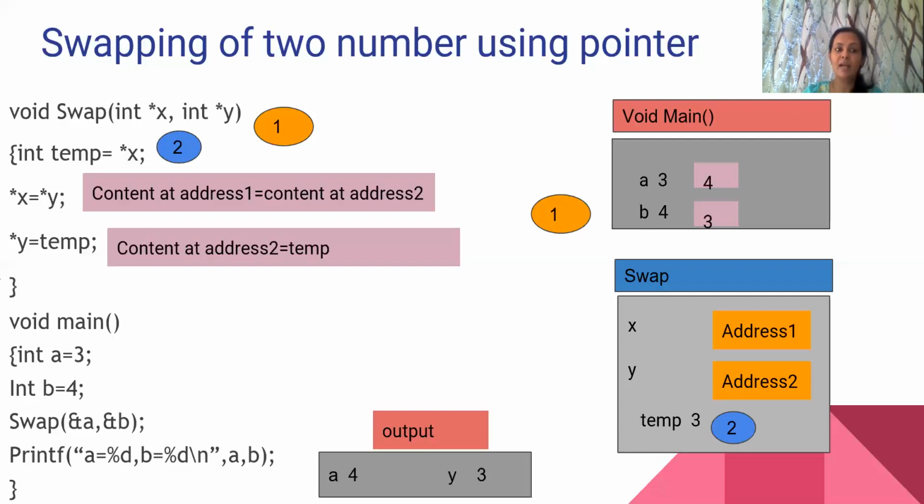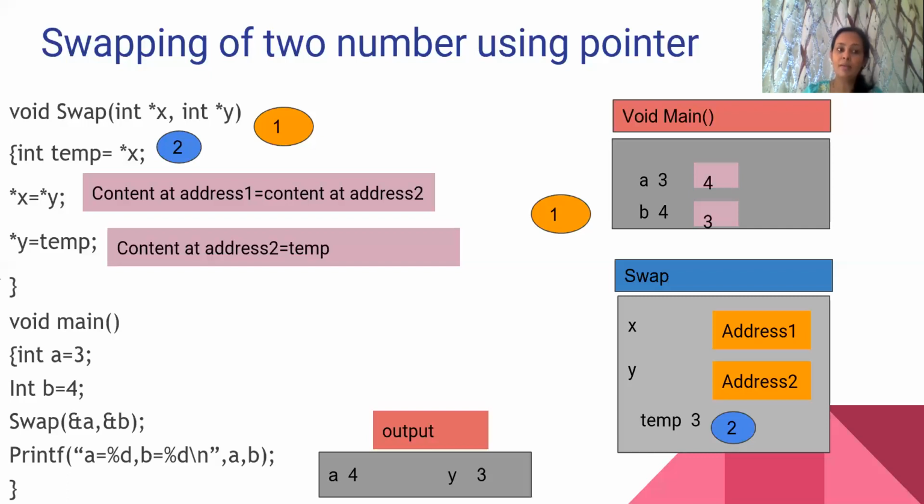When I say content of x equals content of y, the content at 3000 will be whatever was there at address 4000. At address 4000 we had the value 4. So now at address 3000, the value 4 will be saved. This is the address box, and here the value 4 has been stored. In the same way at address 4000, earlier it was 4, now it has been swapped with the value 3.